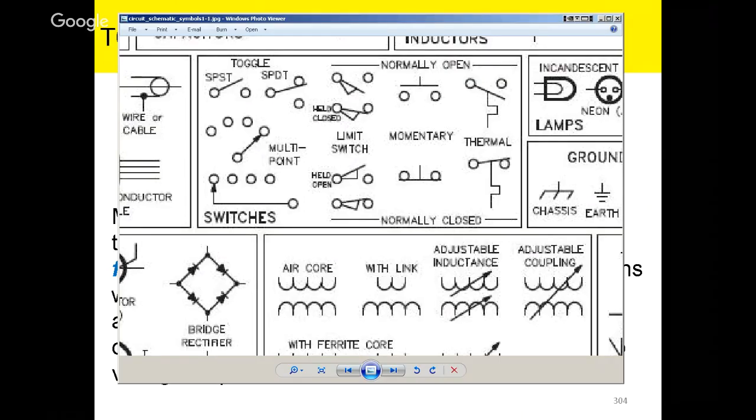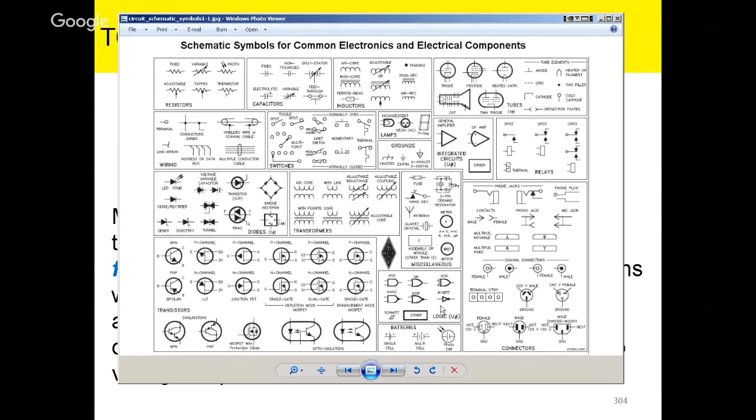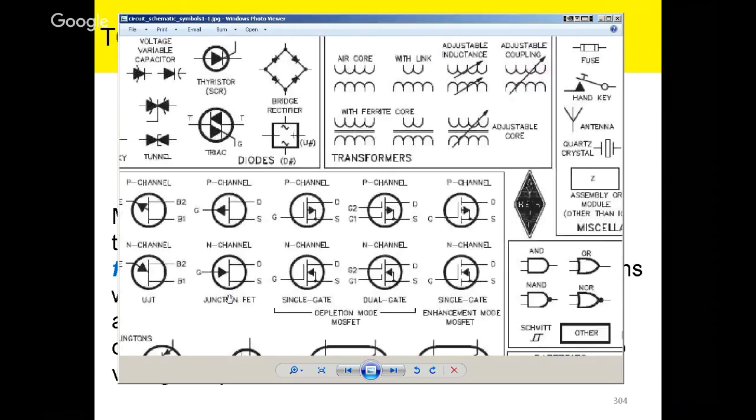Let me see if I can find it here. Oh, here we go. Transistors here. Okay.